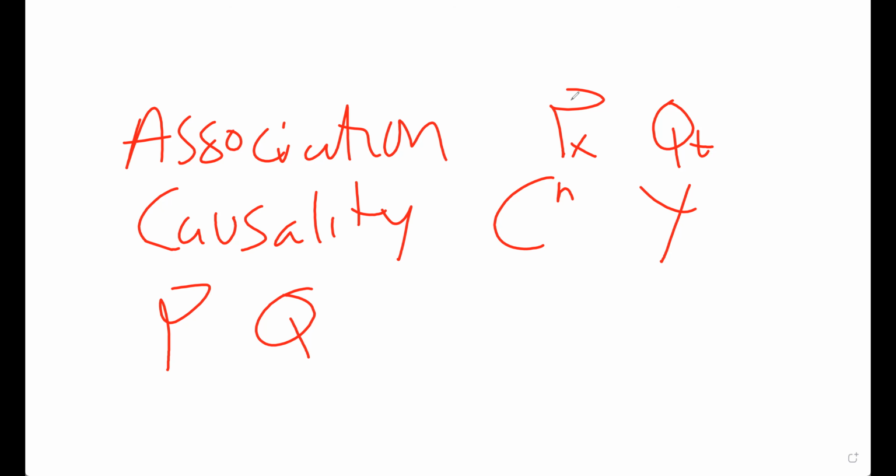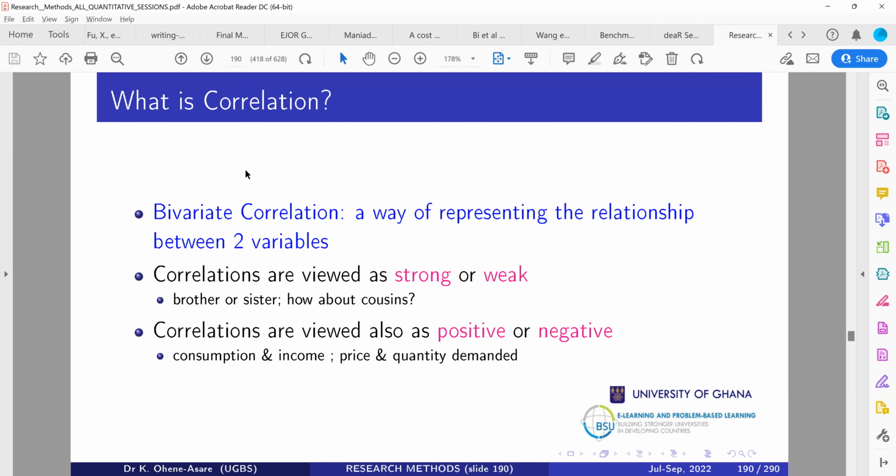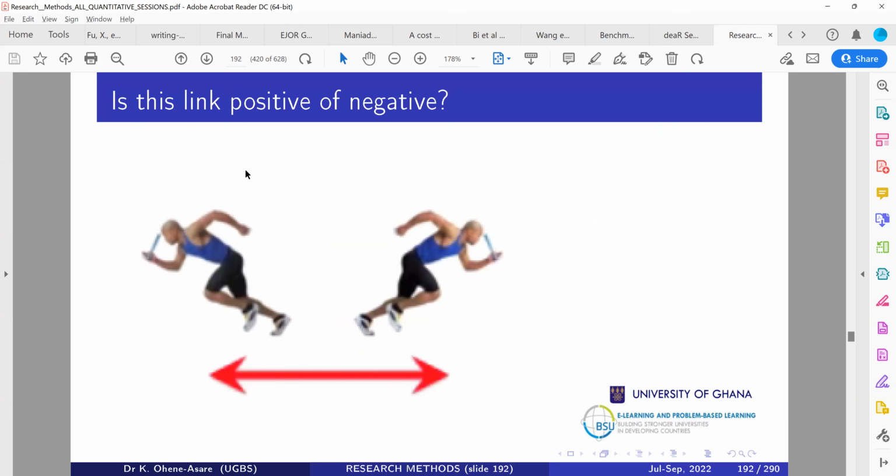The reason why we say it's negative is because the relationship is in such a way that when one is going up, the other is coming down. It is like what you see on your screen. So when price rises, quantity demanded falls. When quantity demanded rises, price falls. That is what we mean by a negative relationship.